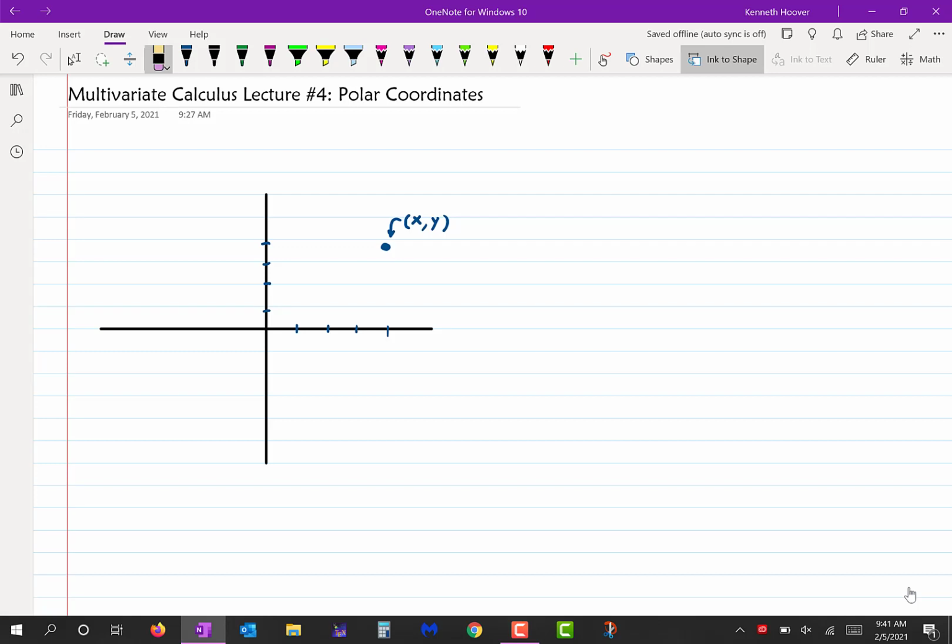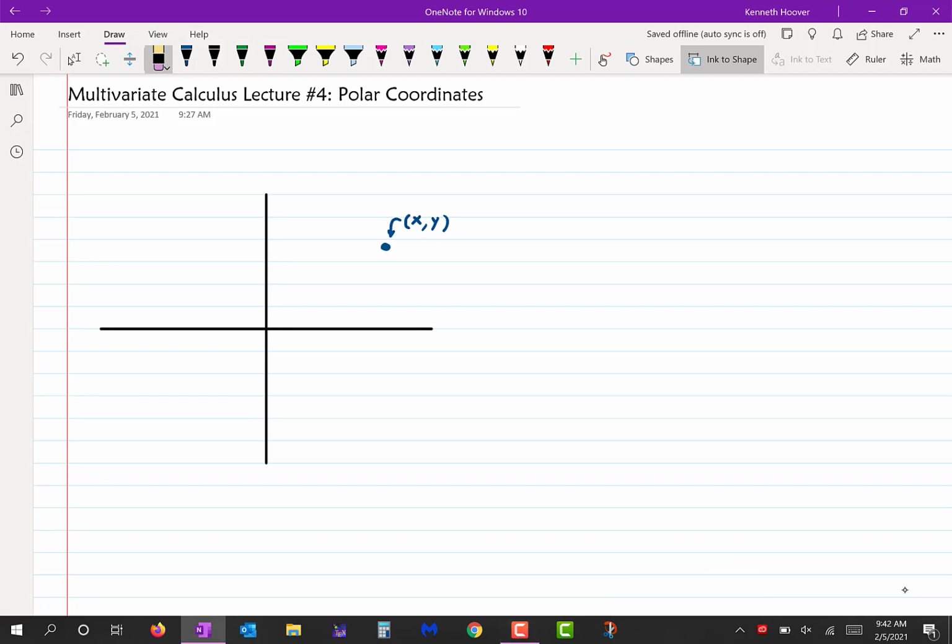Okay, now there's another type of coordinate system that you can use, which is called polar coordinates. Let me show you what polar coordinates look like. What you do is, instead of measuring over and up, or up and over, either of those would work, right? In rectangular coordinates.